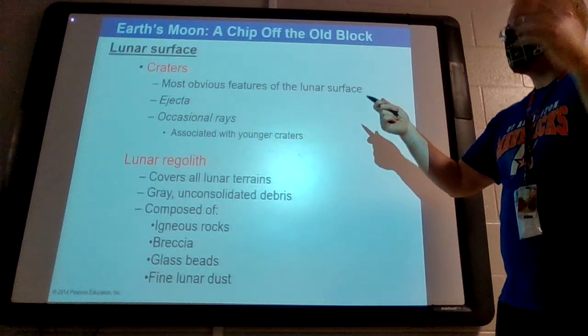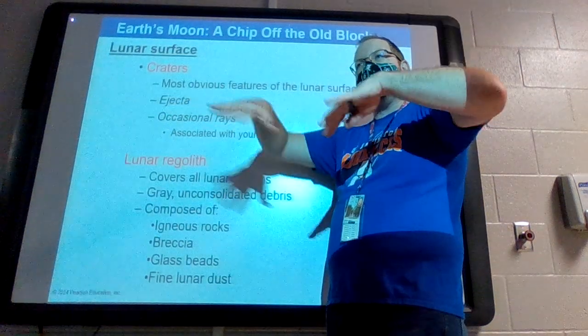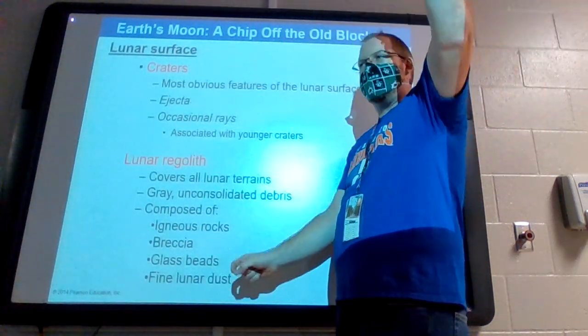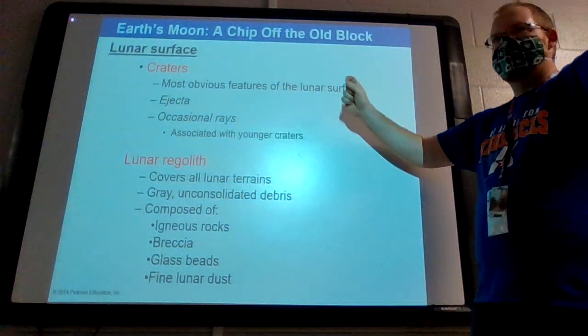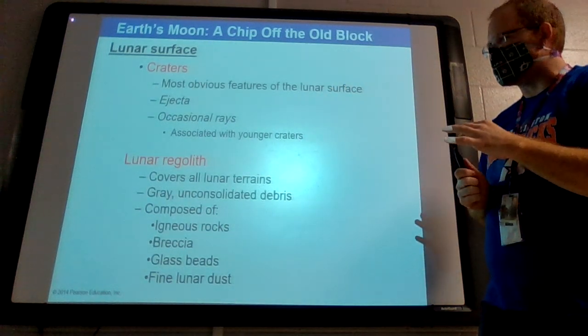So they talk about craters. It obviously has a lot of craters. Around the craters, you can see where rocks have been thrown out. And so it almost looks like a kid would draw a sun and you have the little rays going out. Those occasional rays are from little rocks kind of skipping along the surface and leaving these gouges.